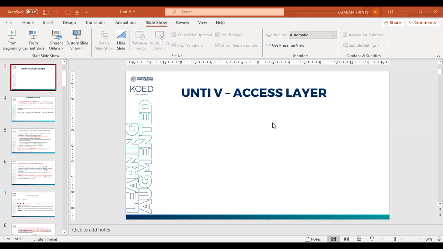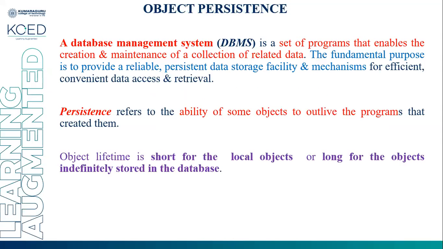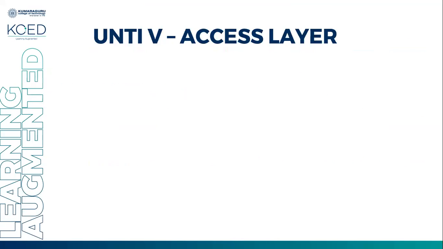The access layer contains a set of objects which are responsible for two activities: translating the request and translating the response. Translating the request means translating the request raised by the business layer to the database. Translating the response means translating the response generated from the database to the business layer. That is the main activity of the classes in the access layer.